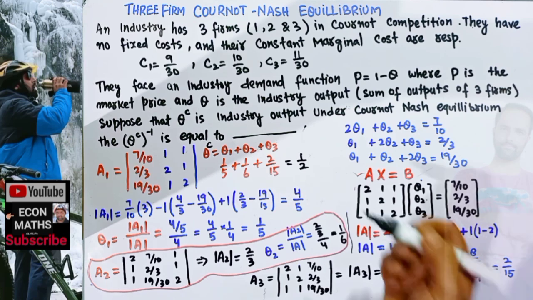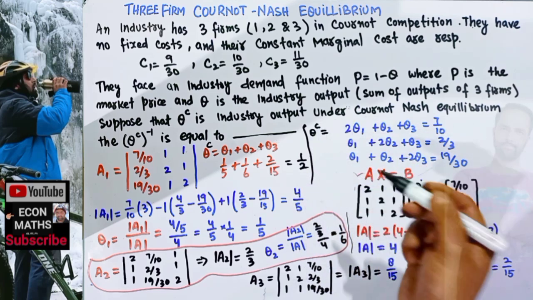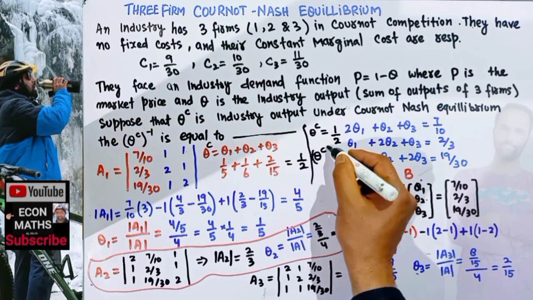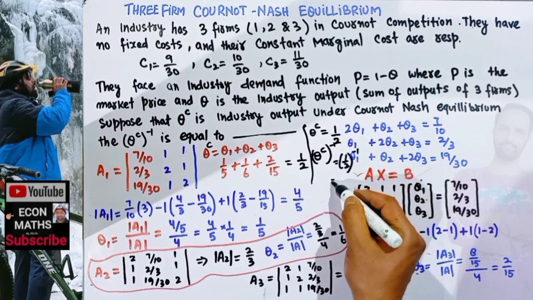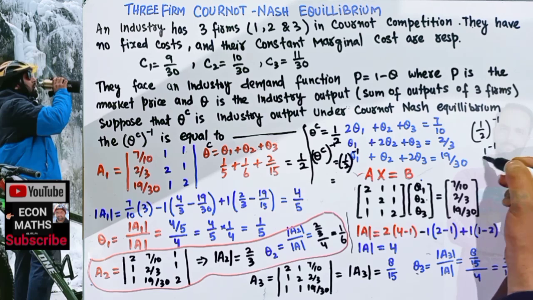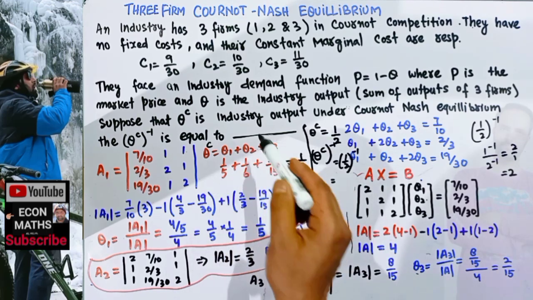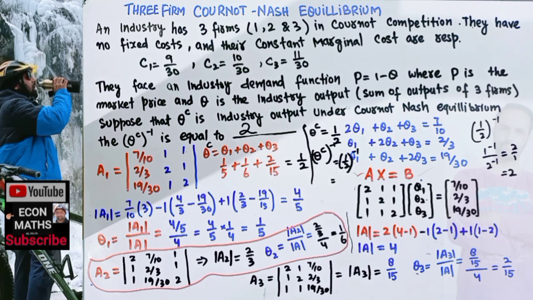See here, we got Q superscript C equal to 1 upon 2. But we need to find Q superscript C inverse. That means we invert it: (1 upon 2) inverse. We can write it as 1 raised to the power minus 1 divided by 2 raised to the power minus 1. We can reciprocate the numerator with the denominator, and the exponent sign will change. So we get 2 upon 1, which comes out to be 2. That means the industry output inverse will be equal to 2. I hope I make myself clear.